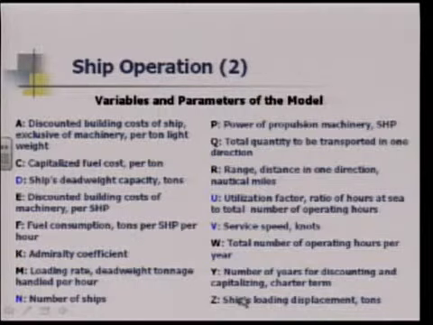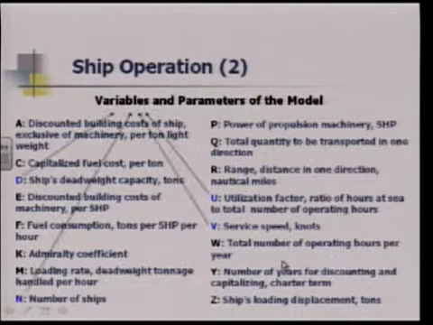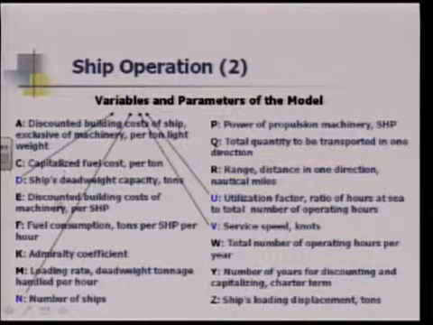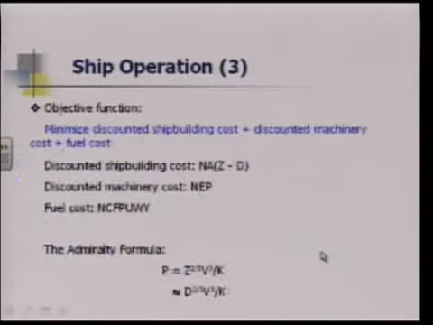Like number of years for discounting and capitalizing, and total number of operating hours per year. These things, more or less you cannot really optimize, right? And for instance, service speed, that you can, right? For instance, you can design how the ship should typically be operated. So these are variables and parameters that you can optimize. Other things are those that you cannot.